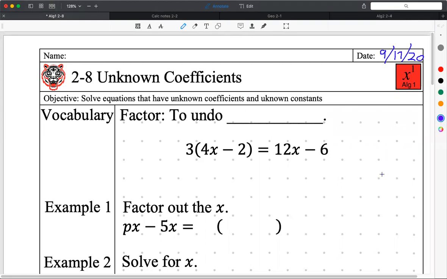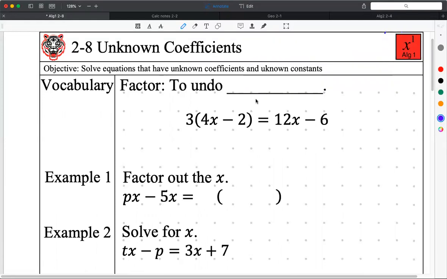There it is, yep. All right, so I'm going to be using this word a bunch today. The word is factor. And factor just means you're going to undo distribution. Distribution is when you go ahead and multiply, and then if you factor, you're going to undo that distribution. So it's undo distribution.